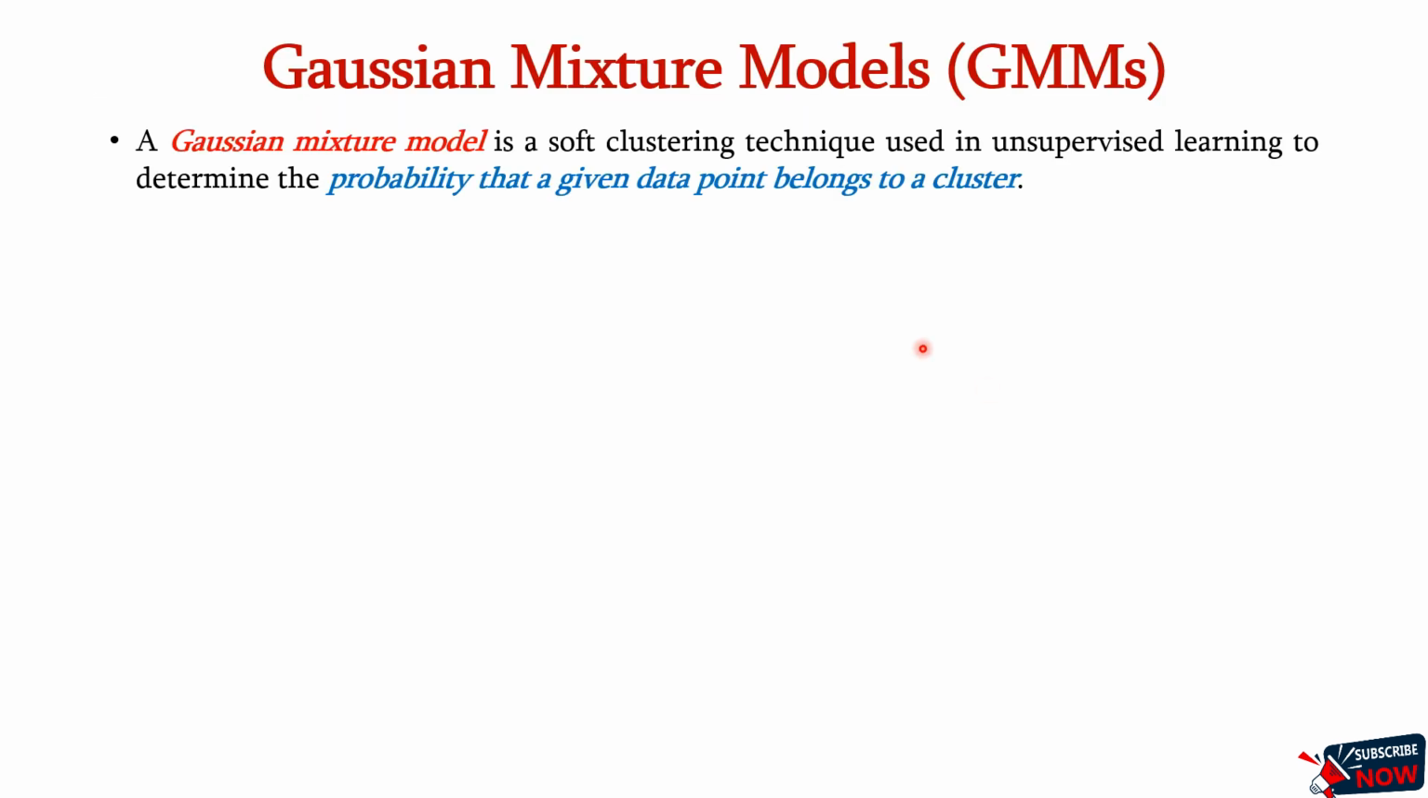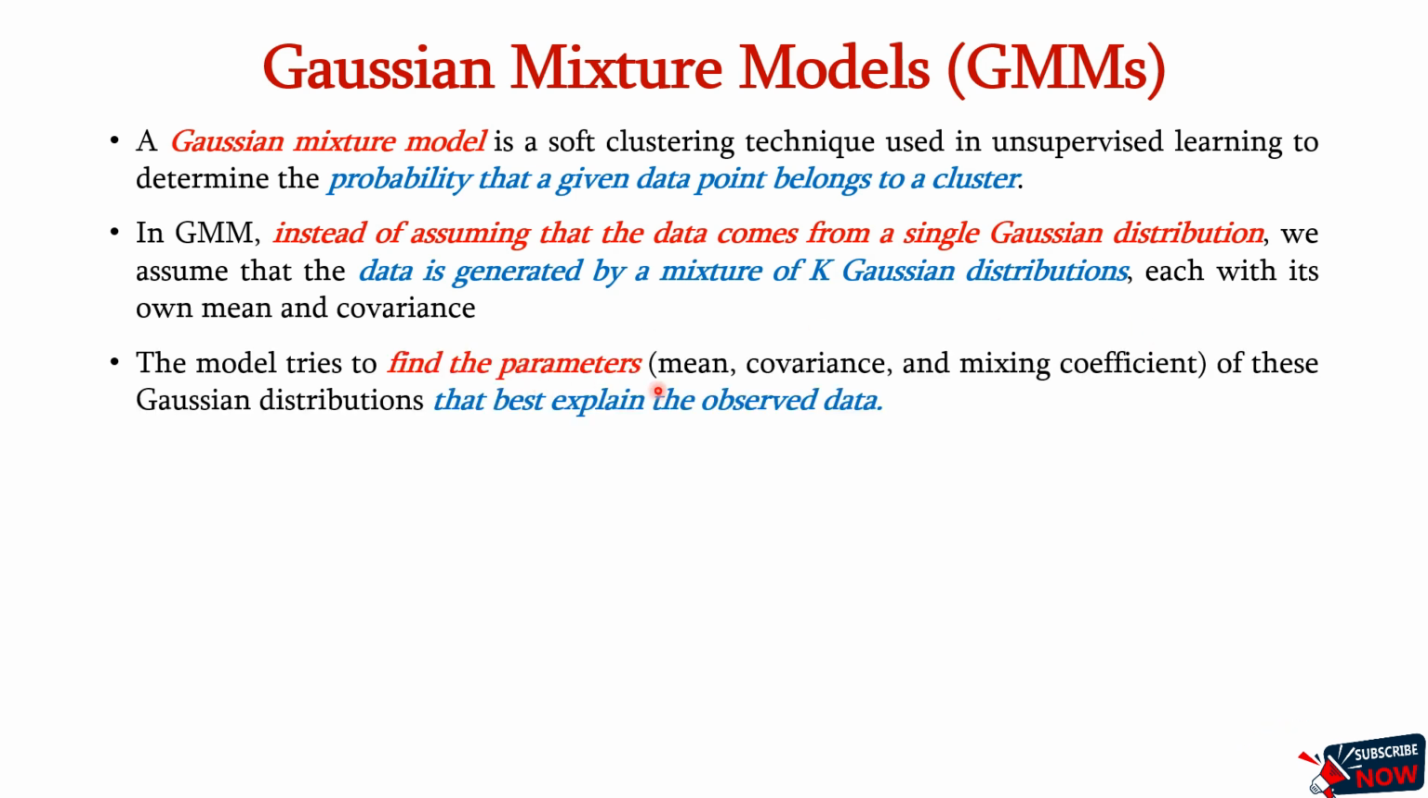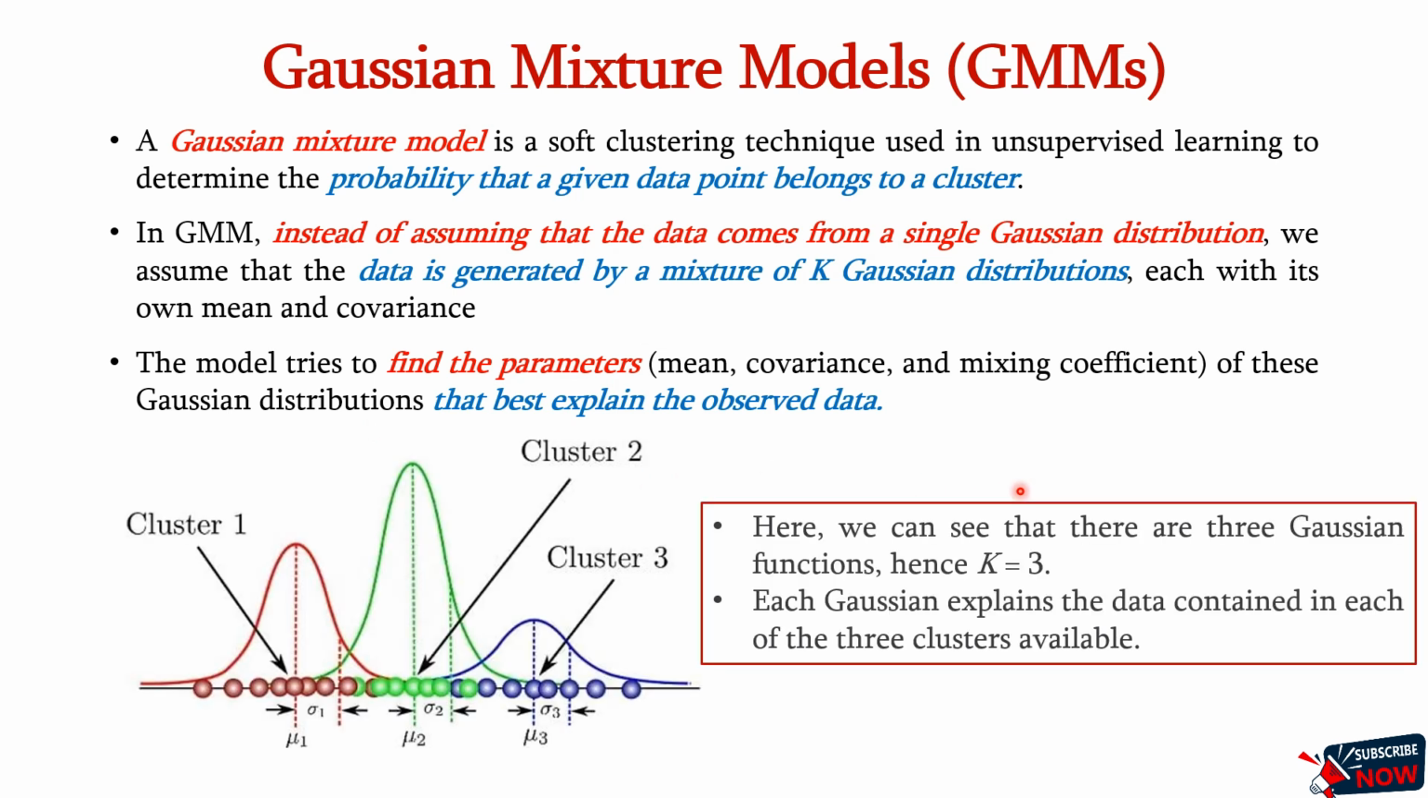A Gaussian mixture model is a soft clustering technique used in unsupervised learning to determine the probability that a given data point belongs to a particular cluster. Here, instead of assuming that the data is coming from a single Gaussian distribution, we assume that it is generated by a mixture of k Gaussian distributions, each with its own mean and covariance. This model tries to find the parameters, namely mean, covariance and mixing coefficients of these Gaussian distributions that best explain the observed data.